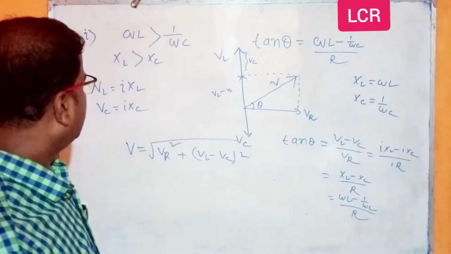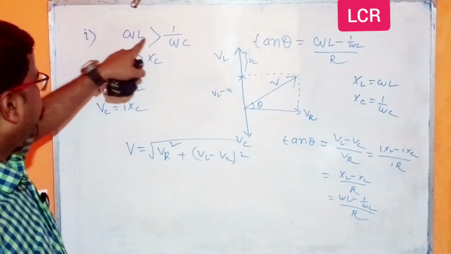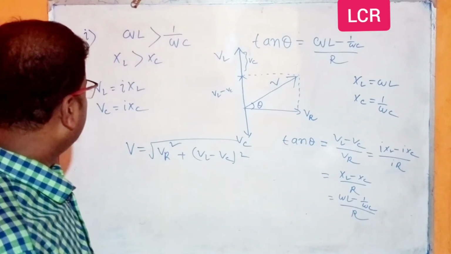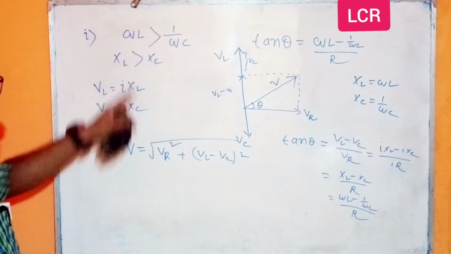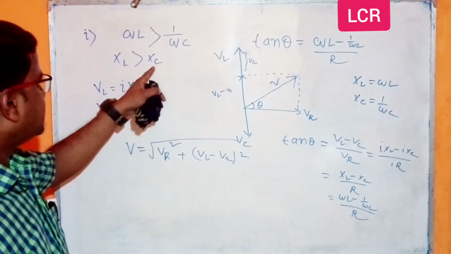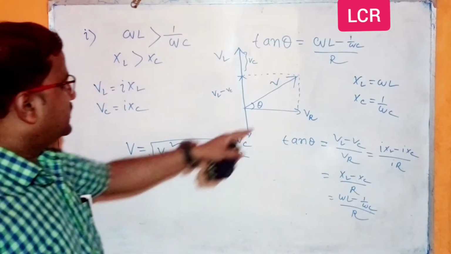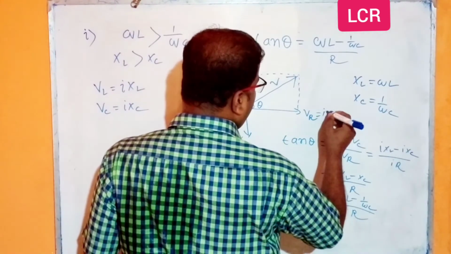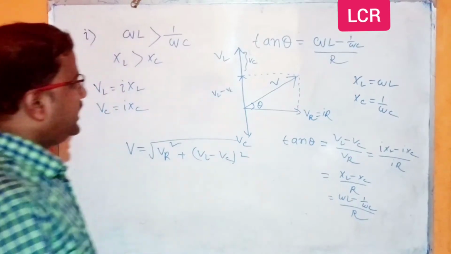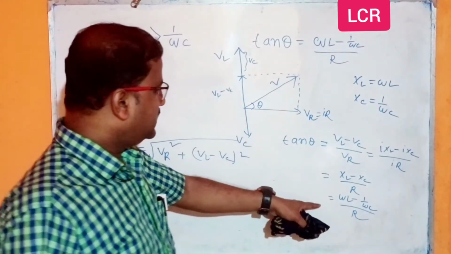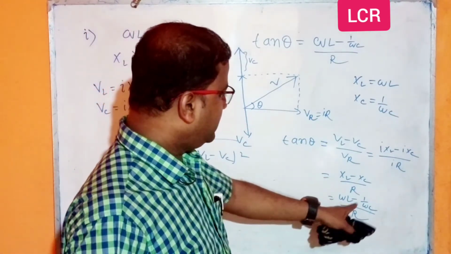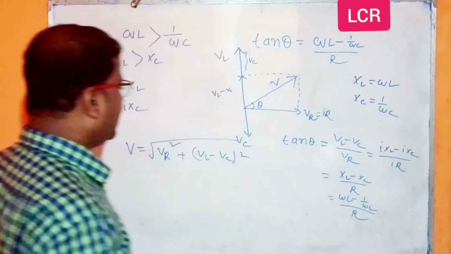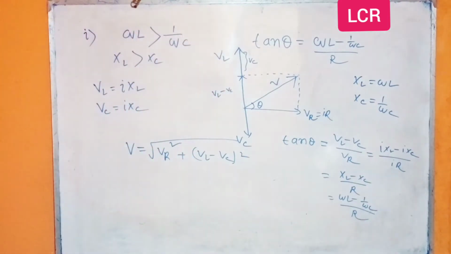Thus we see that when omega L greater than 1 by omega C, that is, the reactance of the inductor is greater than the reactance of the capacitor, the voltage leads the current through an angle theta, where theta is given by tan theta equal to omega L minus 1 by omega C by R. This is the first condition.